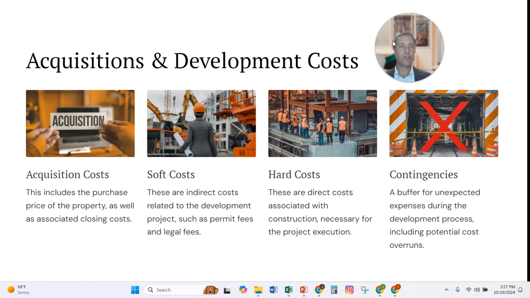And then you should account for any contingencies for unforeseen events during construction or during soft costs and design, and have that as a buffer to make sure that you don't run out of budget before the project even gets going.